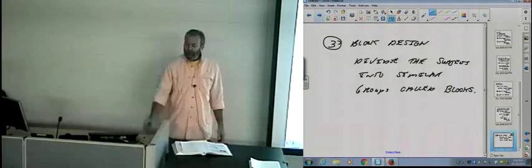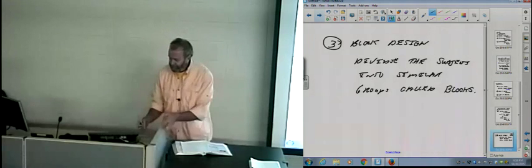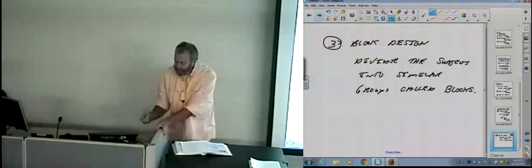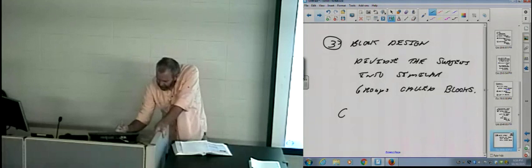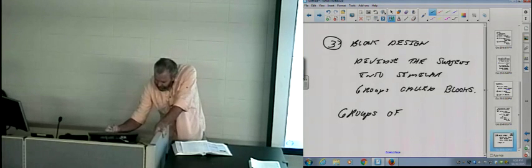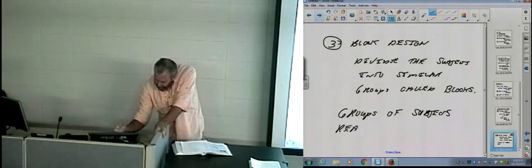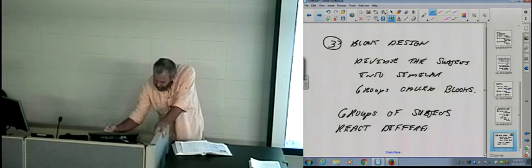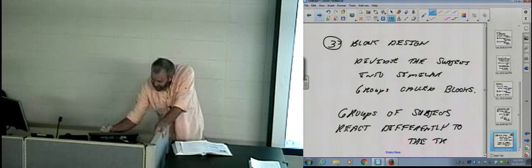Now, the reason we would do this is because groups of subjects react differently to the treatments. And we know this ahead of time.